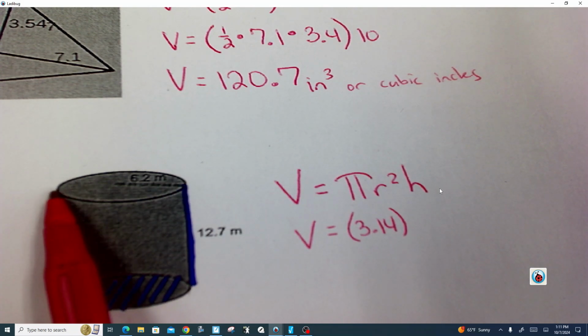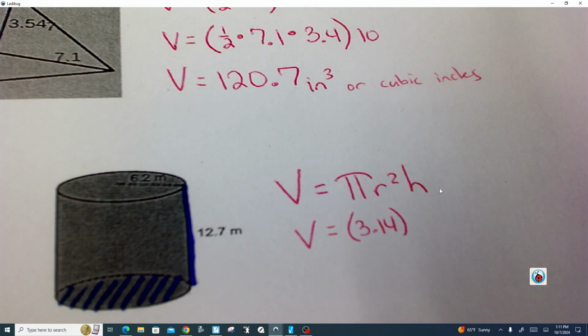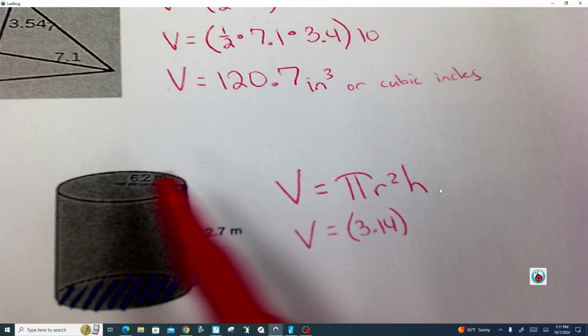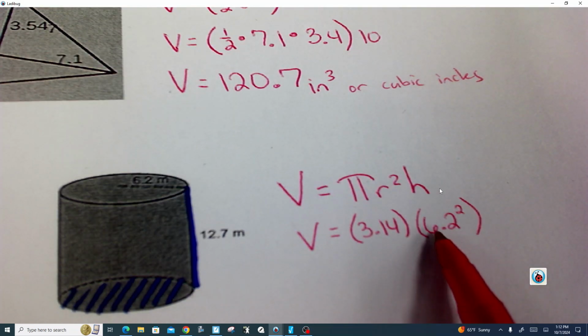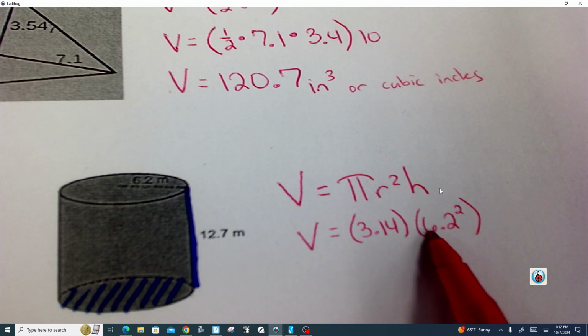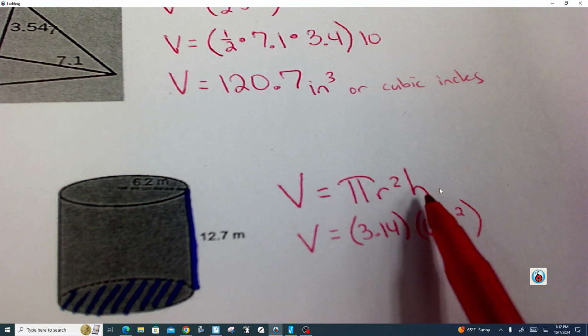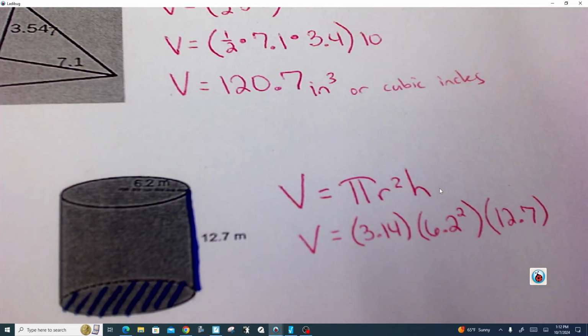6.2. What happens if they gave you a diameter? You would take your calculator and divide it by 2, right? A diameter is like you just snap it in half, and that's how you get a radius. So this 6.2 is going to be to the second power. So this means 6.2 times 6.2, but when you type in your calculators, I would just recommend 6.2 to the second power. And then what was the height again? I heard somebody just say it, 12.7.